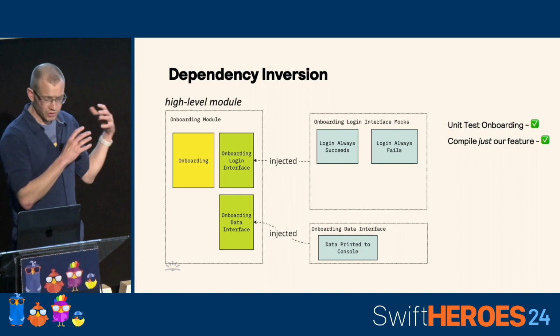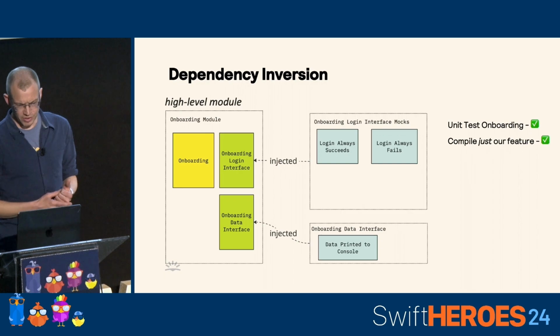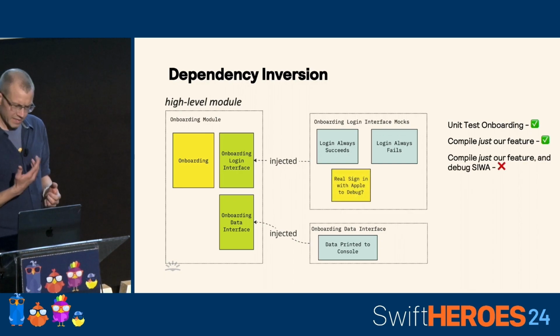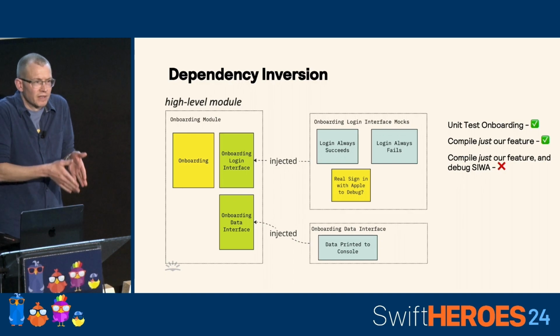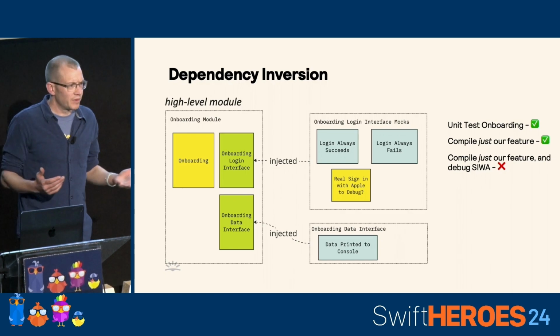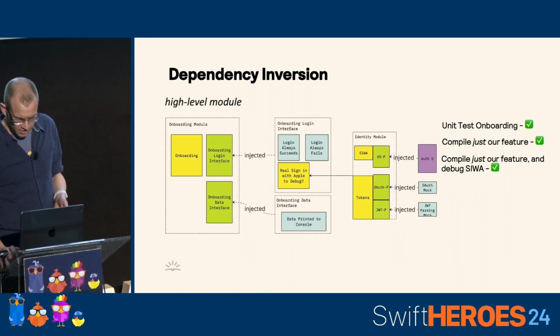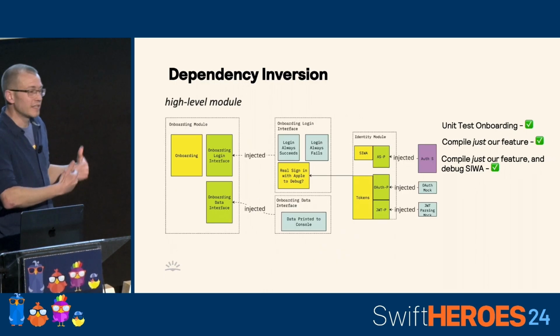You can compile just your feature. And there's a lot of debugging you can do with this, a lot of development you can do with this, but still at this point you're thinking, but hang on, I actually really want to use the real sign-in with Apple on my simulator or on my test device, and these are just mocks, right? These aren't going to help me at all with actually building the thing, so how does that work? Well, you just take the same pattern and you keep going, right?